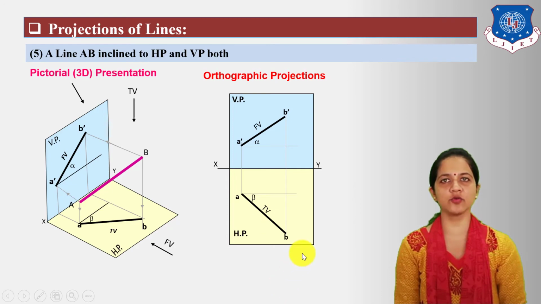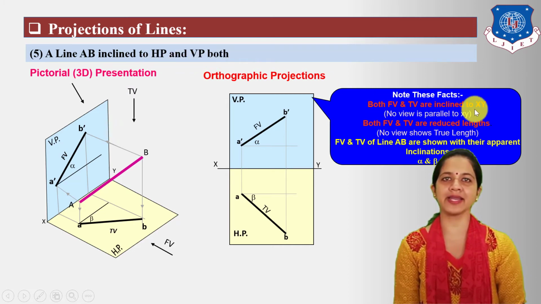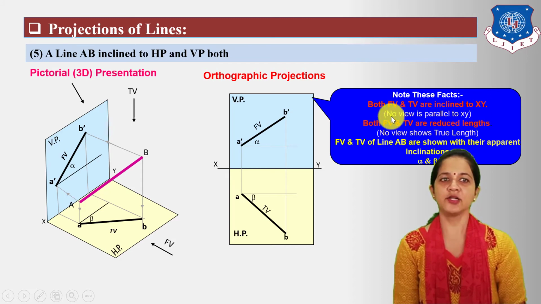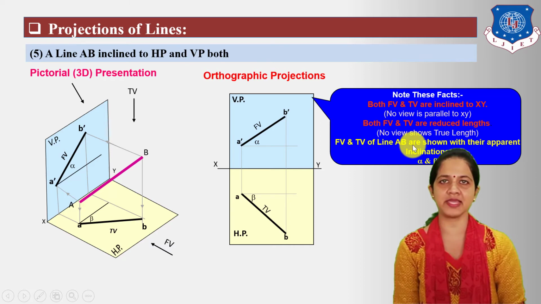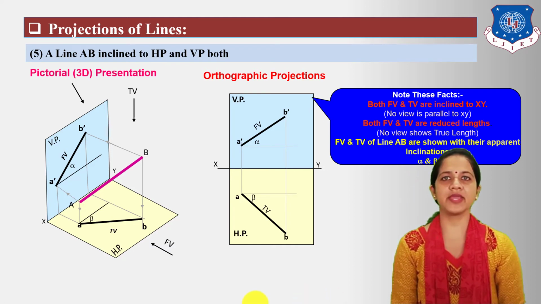Now what is the conclusion for this line? When a line is inclined to HP and VP both, the front view and top view are inclined to XY, and no view is parallel to XY. Both front view and top view are of reduced length. The front view and top view of line AB are shown with their apparent inclinations alpha and beta. Now in numericals, we use the last three cases of line.